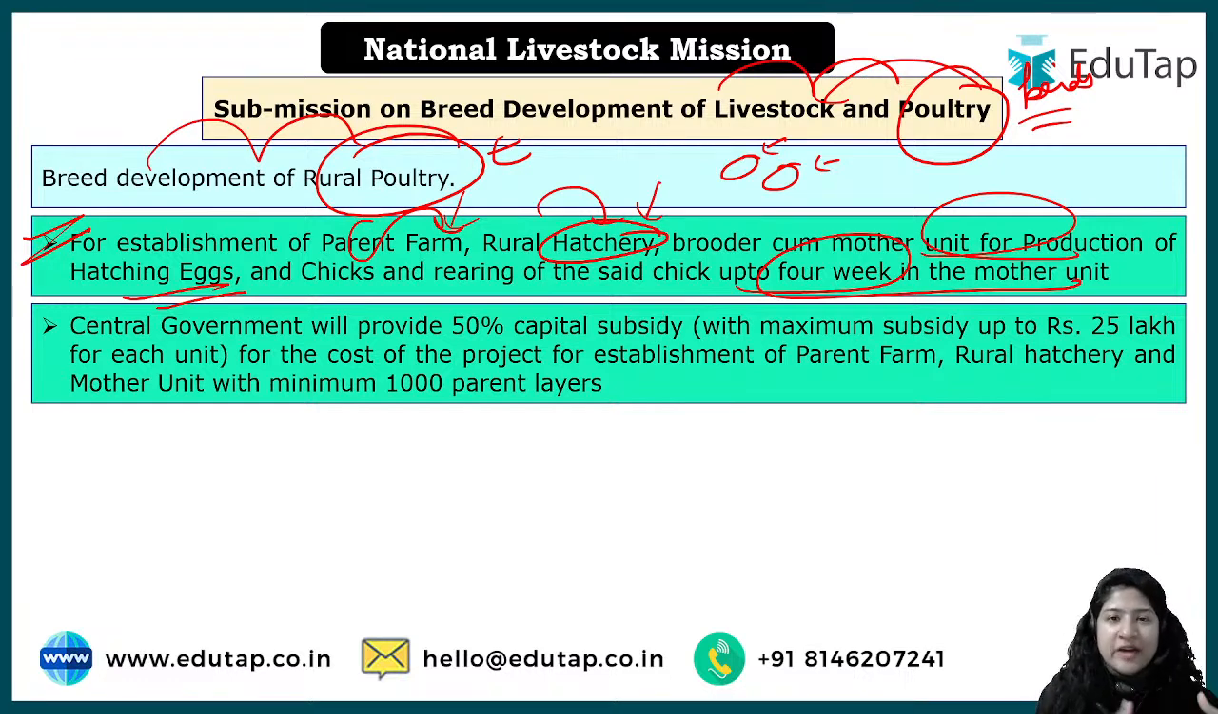And if I am establishing a farm, that is a certain project that I am running. For that project I will require money. Government says that whatever be the overall cost of that project, 50% will be subsidized by government. What does it mean? For example, if I have a 10 lakh project, 50% means 5 lakh will be given by government. If mine is a 20 lakh project, 50% of it means 10 lakh will be provided by the government.